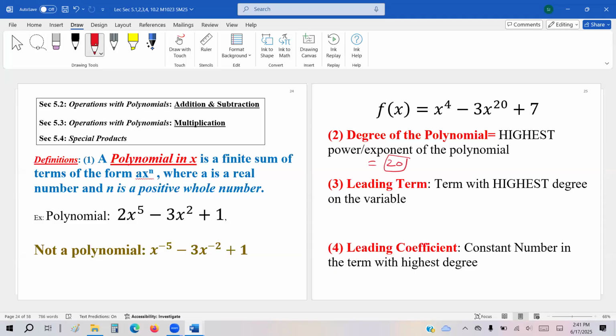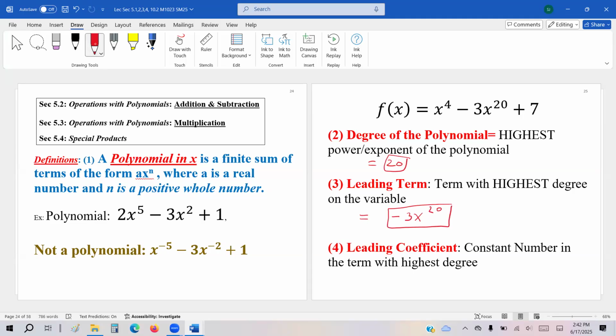Now, whatever term contains that highest power, we call that term the leading term. Even though the first term is written first, it is not the leading term. The middle term is the leading term because it has the highest power. So the entire term, negative 3x to the 20, is called the leading term because of the highest degree.